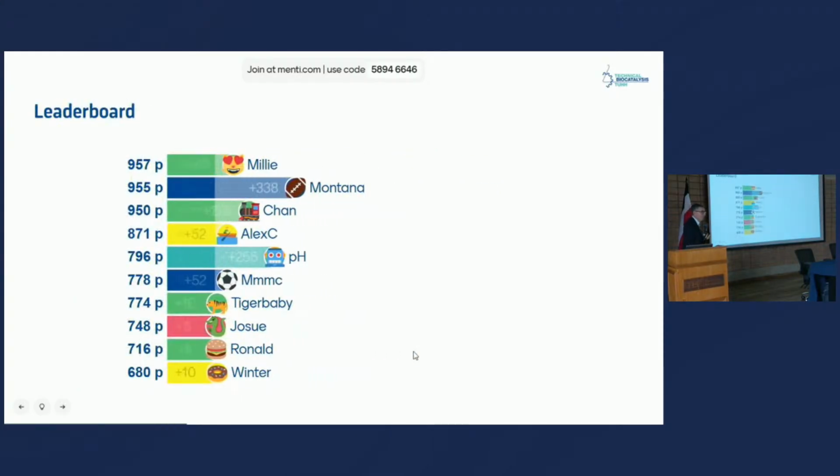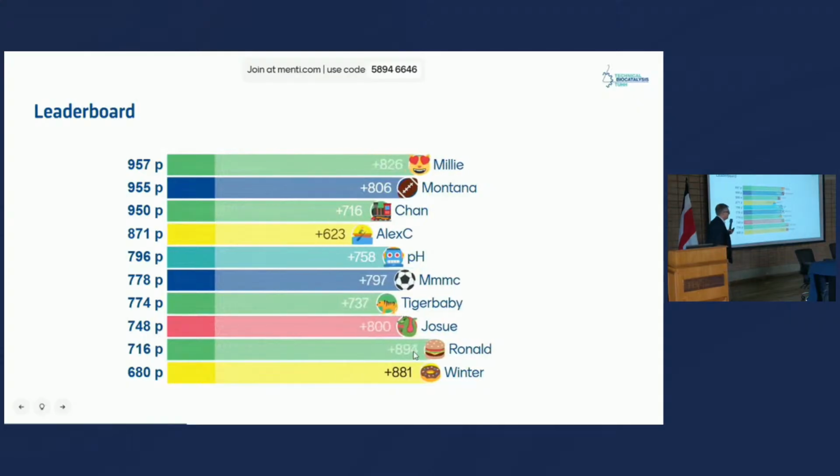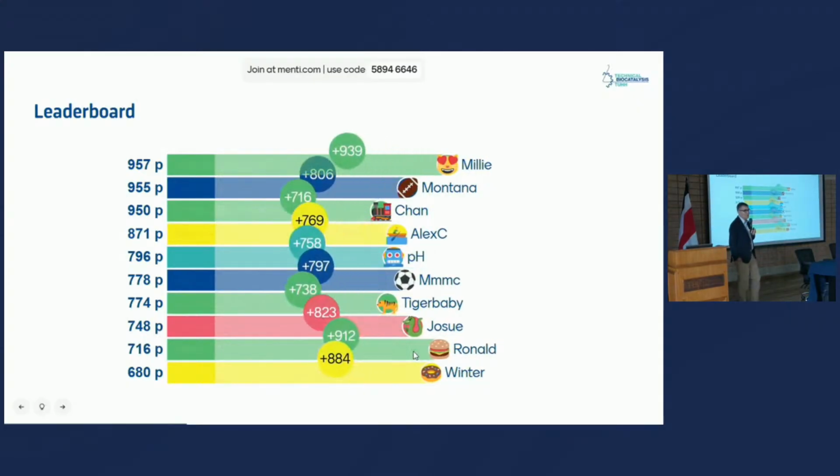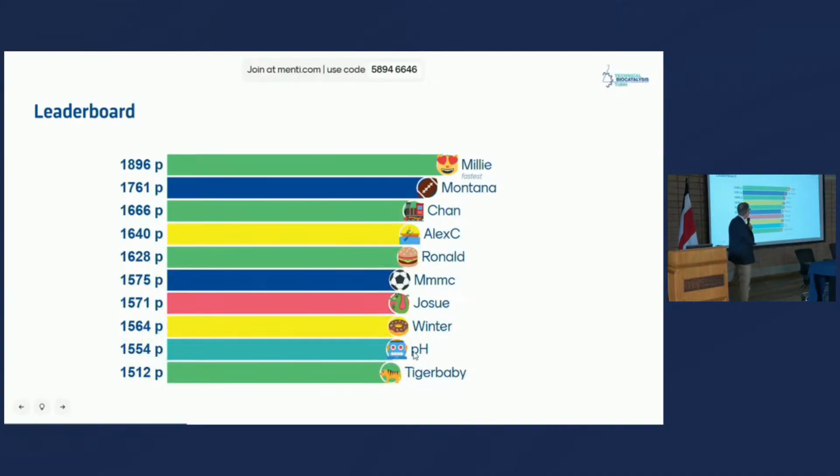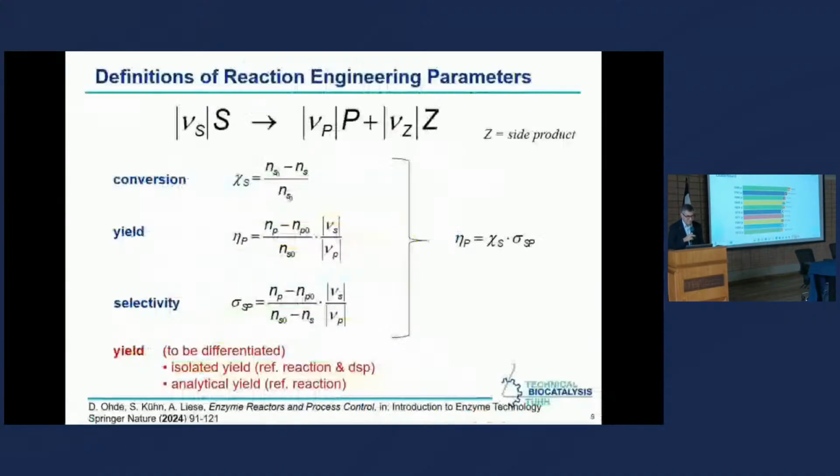So you all see the leaderboard, and that's accounting for right points and quickest answer in combination. And you see the winner so far is Millie, followed by Montana, Chen, Alexi, Ronald, and so on. So that will be our competition now running on, and we will see if Millie will defend her position or someone else will come up to win there.